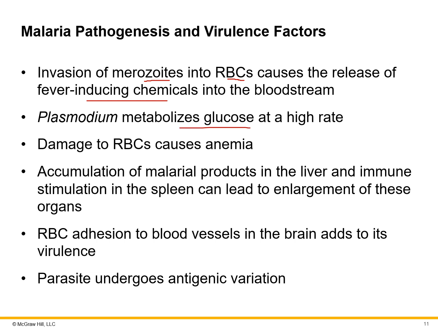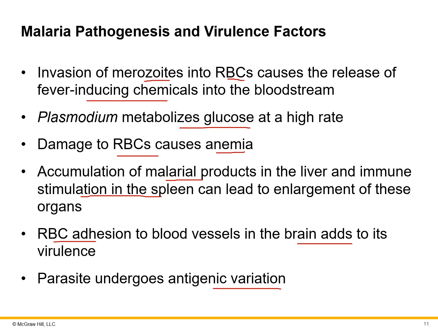It uses glucose at a high rate, so it sucks up glucose from our stores. And then the damage to the red blood cells causes anemia because then we're less able to transmit oxygen, so it looks like they're anemic. And then the accumulation of those products in the liver and some of the immune complexes in the spleen can damage those organs. Ability to attach to those red blood cells in the vessels in the brain also adds to the virulence. It can cause neurological problems.